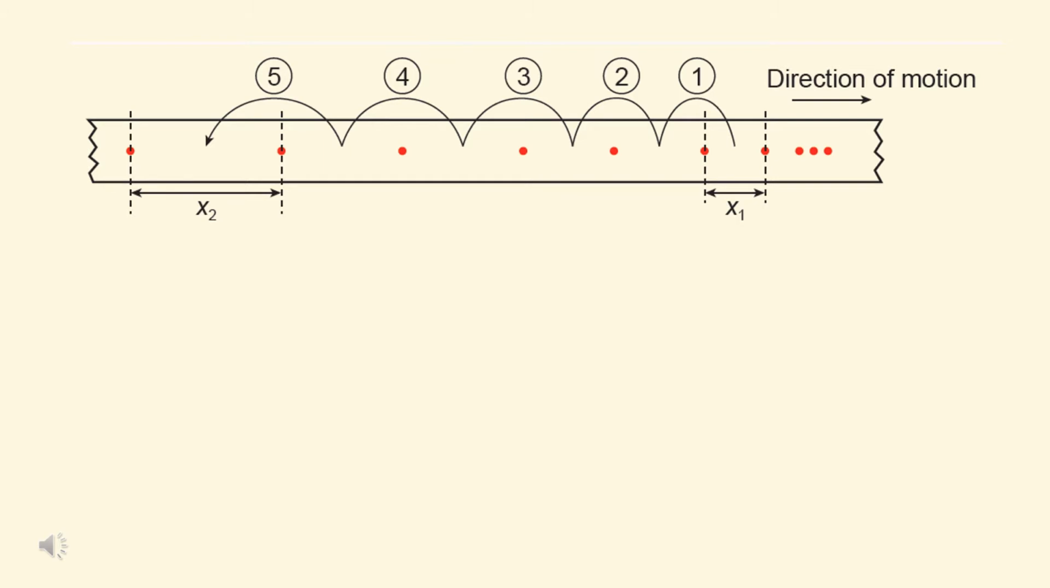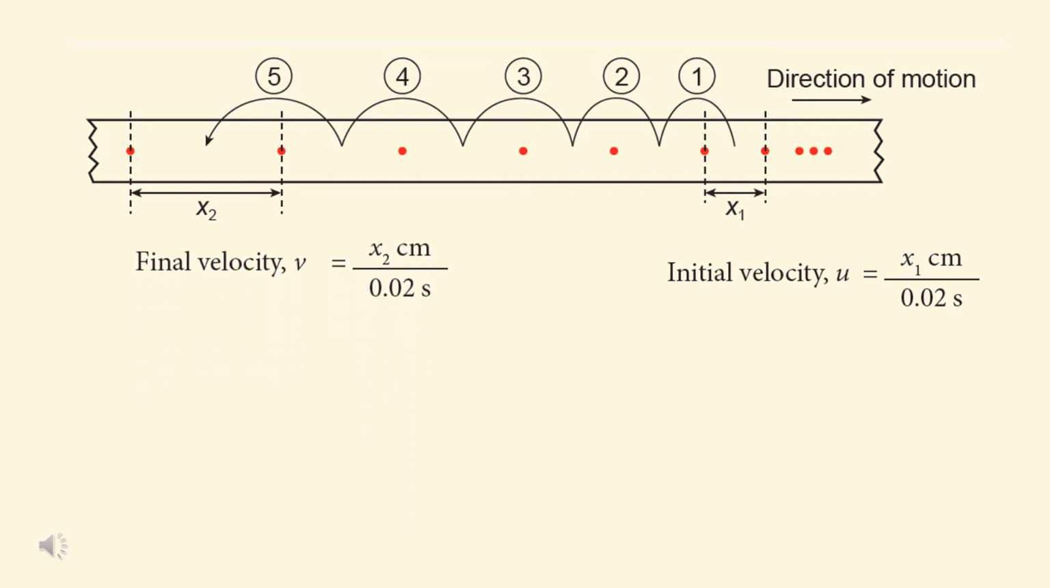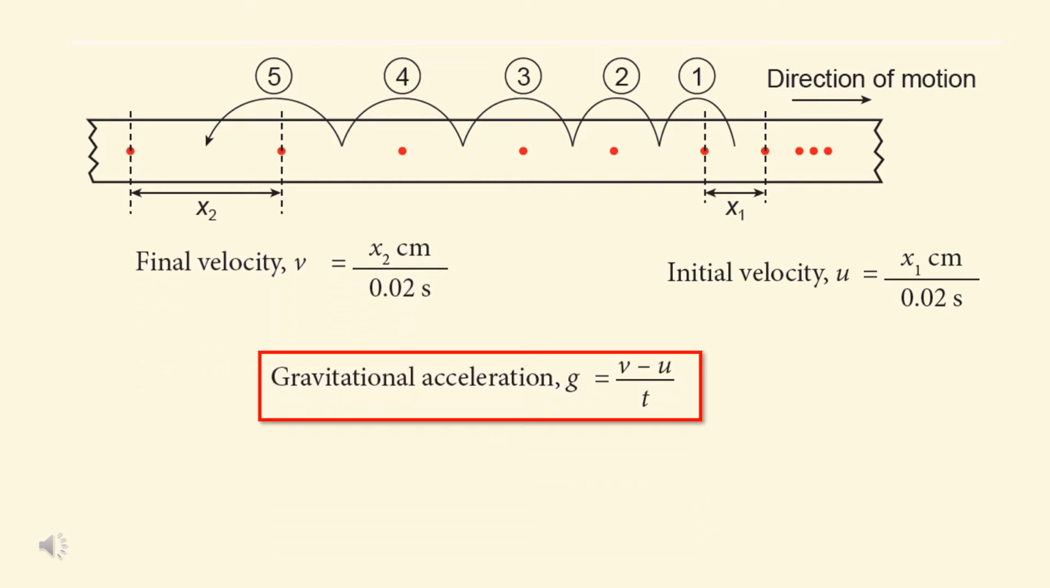From this we can calculate the initial velocity, x1 divided by 0.02. By using the same formula, we can calculate the final velocity. In the last step, we can determine the gravitational acceleration, which is equal to the final velocity minus the initial velocity, divided by the time interval. The time interval is equal to 5 ticks multiplied by 0.02, which is 0.1 seconds.